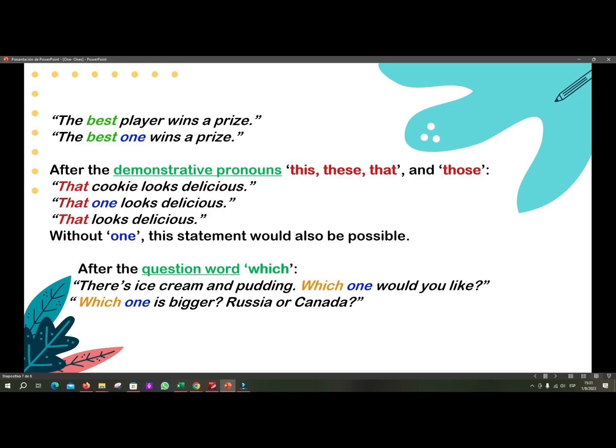After the question word which, that is a very common one. There is ice cream and pudding. Which one would you like? Or which one would you prefer, right? Which one is bigger, Russia or Canada? There you are comparing or asking about one or the other. So in that case, you can use one after the word which.